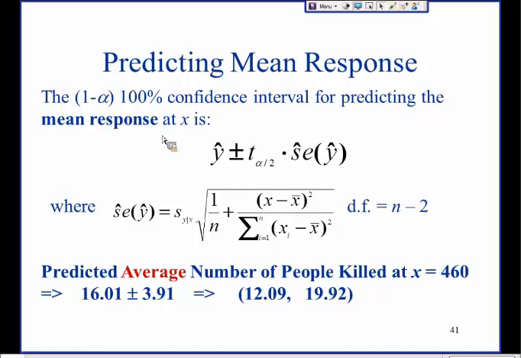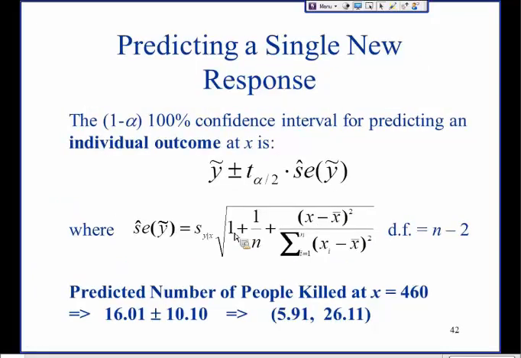If in general you want to estimate the average number of people killed for that kind of Handgun registration level, you use this formula, and software will take care of that. I will show you how to do that. Now, if you try to predict an individual case, for an individual region, if the Handgun registration is 460 level, how many people will be killed? Then you use this formula.